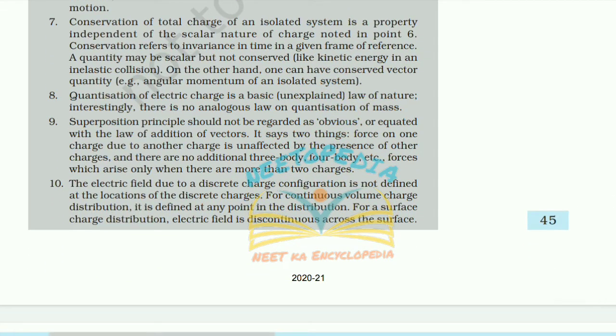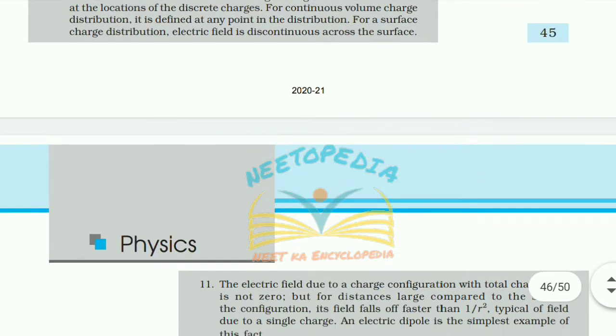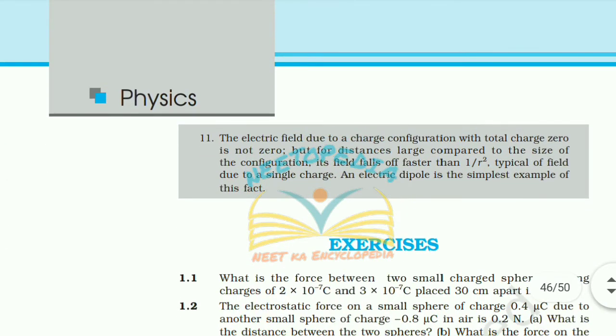Forces which arise only when there are more than 2 charges. Number 10. Electric field due to a discrete charge configuration is not defined at the locations of the discrete charges. For a continuous volume charge distribution, it is defined at any point in the distribution. For a surface charge distribution, electric field is discontinuous across the surface. And number 11. The electric field due to a charge configuration with total charge 0 is not 0. But for distances large compared to the size of the configuration, the field falls off faster than 1 upon r squared, typical of the field due to a single charge. An electric dipole is the simplest example of this fact.